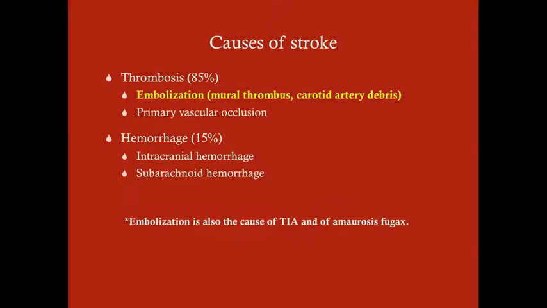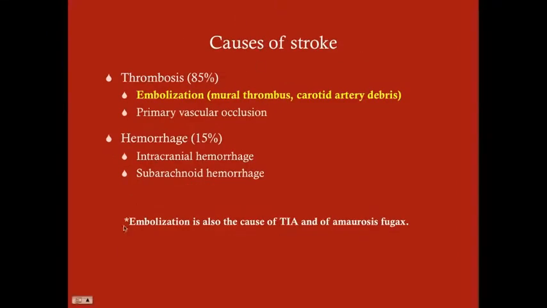So when you look at your causes of stroke, about 85 to 90% are thrombosis, which means a blockage, and about 10 to 15% are hemorrhage, which means a spill of blood from the arteries. So in this case, when we're talking about cerebrovascular disease, carotid artery disease, we're talking about thrombosis. We're talking about mostly here embolization, which would be either a thrombus from the heart, or carotid artery debris, which can be sent up to the higher arteries, or primary vascular occlusion, which would just be atherosclerosis that's built to the point of 100% occlusion.